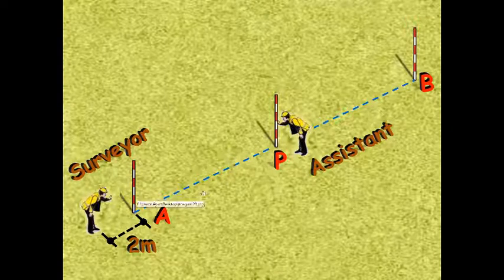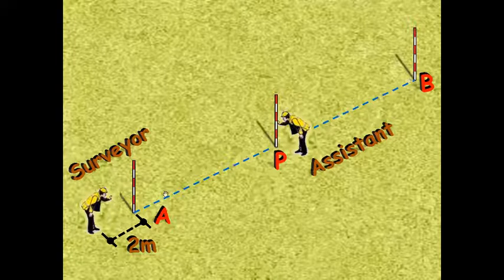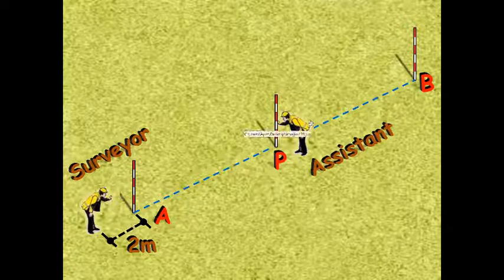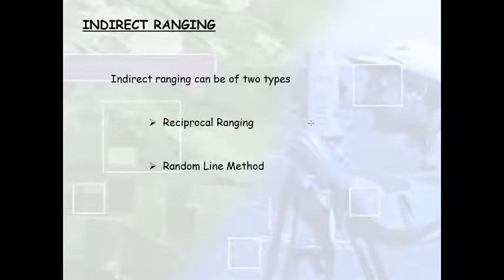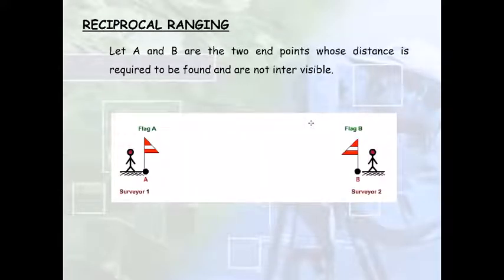So this is direct ranging, when the initial point and the final point are intervisible. But when the 2 points are not intervisible, then you need to improvise. You need some other methods by which you can do the same process, and that is where indirect ranging comes in. We have two different types for that: reciprocal ranging and the random line method. We'll discuss them one by one.